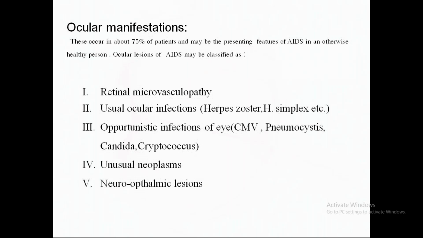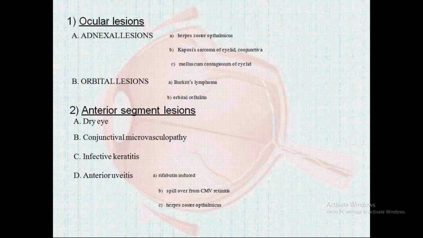Opportunistic infections of the eye like cytomegalovirus, pneumocystis, candida, and cryptococcus. Unusual neoplasms, I'll tell you what are the various types of neoplasms, and some neuro-ophthalmic manifestations and lesions. So what are the things affected? Most commonly it is the retina. Neoplasms will be there, opportunistic infections will be there, CNS involvement will be there, and also some ocular infections which are commonly seen in non-HIV patients also, like herpes zoster and herpes simplex.